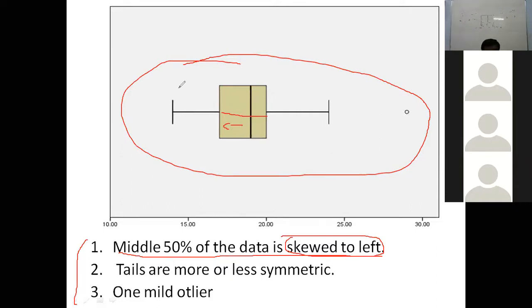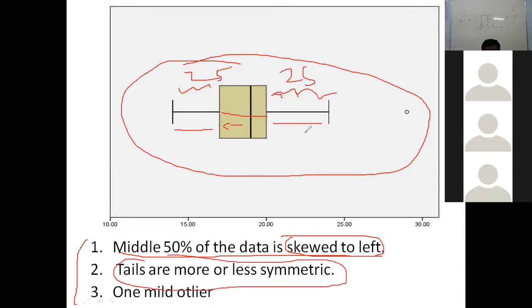Right. What do you mean by tails? Tails mean these are the tails. Here we have 25% of the data, here also we have 25% of the data. If I say this is the right tail and this is the left tail of the distribution, which tail is longer? Tails are more or less symmetric, isn't it? If I draw, for example, a box plot where the tails look like this, where is the tail longer?